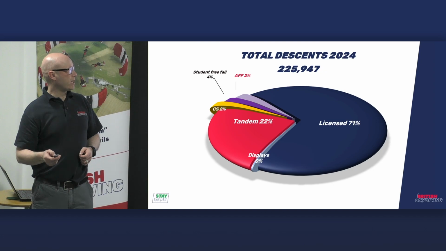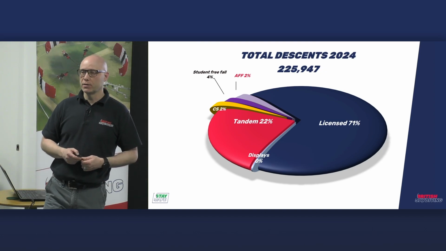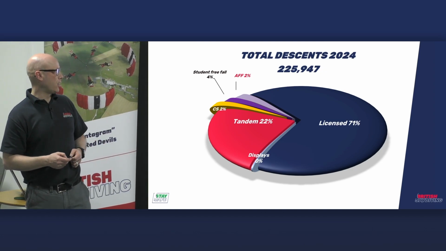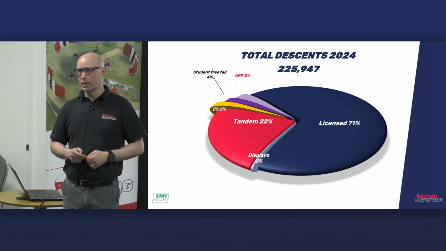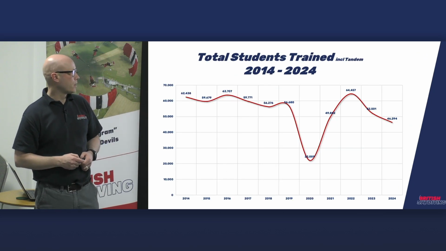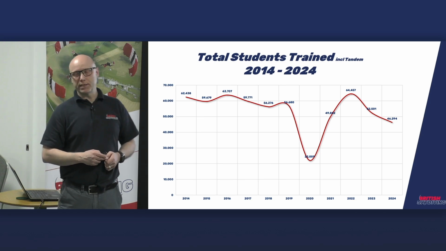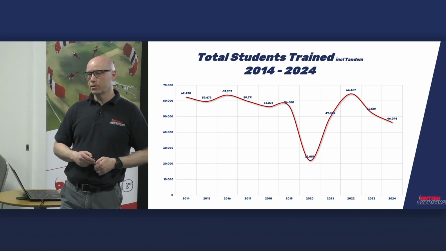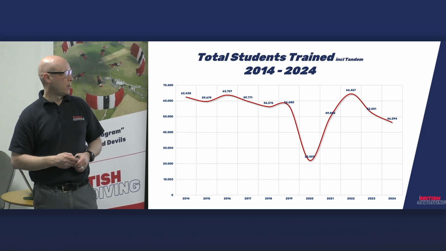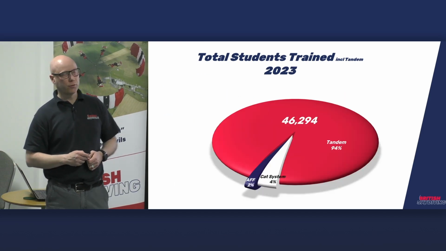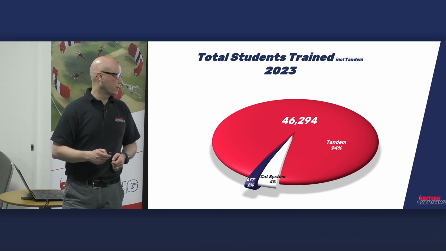The makeup of those descents: a large portion are people doing licensed skydives, but following that is the group we're most interested in, the tandem groups. We trained a total of 46,000 students. That's including tandems, but it's also including category system students. But the largest proportion of the students that we trained were tandem students.